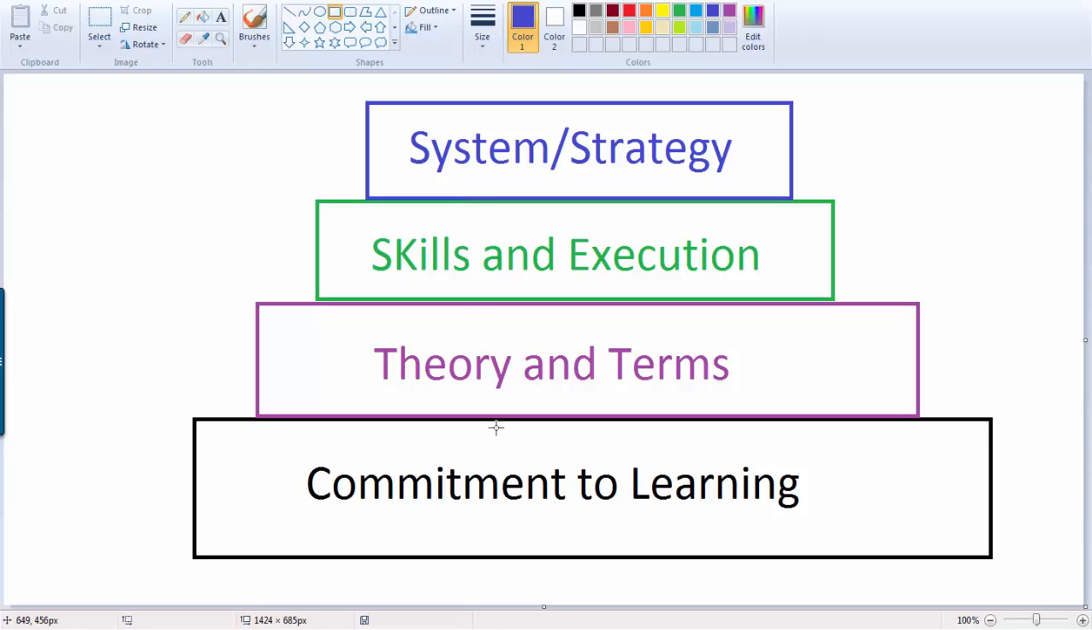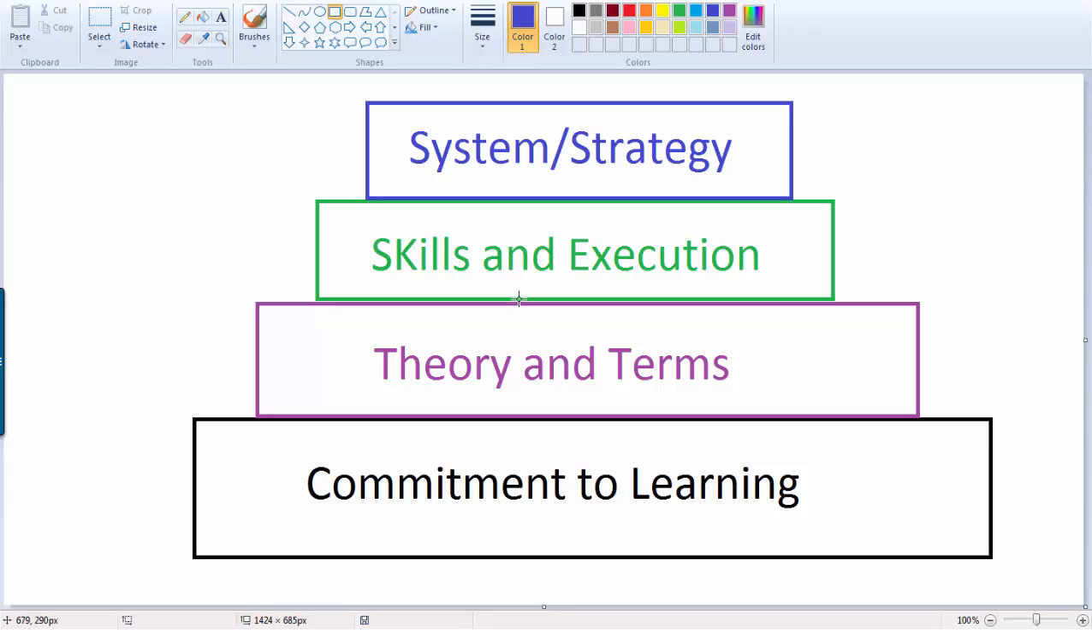The theory and terms behind it, you learn as you go. Many times your first class or a book or a website can give you that. The skills and execution you have to practice. Many of you who are new may have challenges with Thinkorswim. You might have challenges with how you approach your account. Do you know how to put in an order? If not, you might need to work on that.